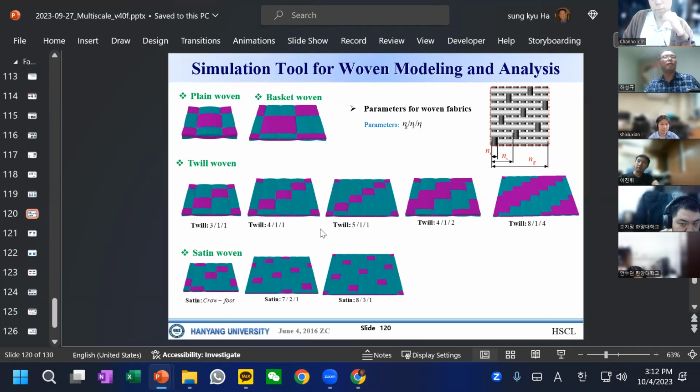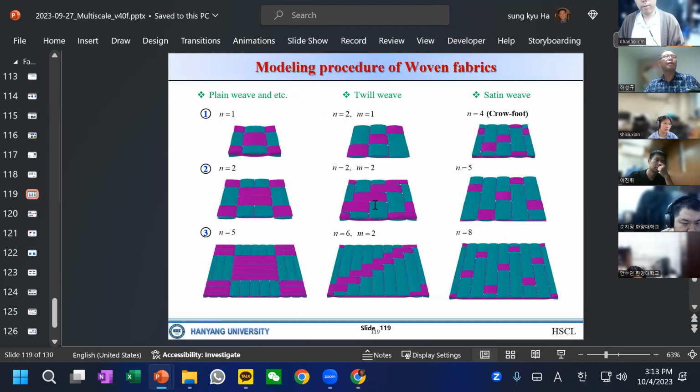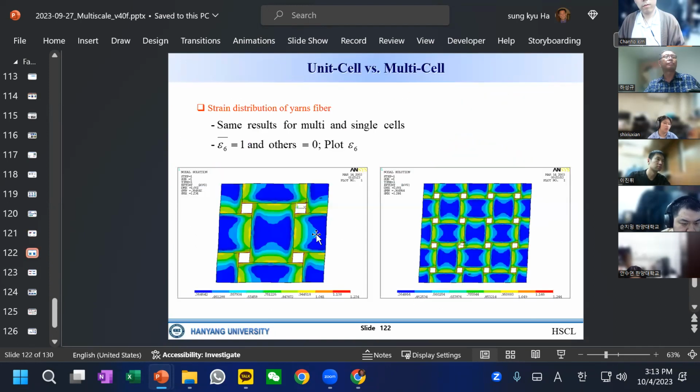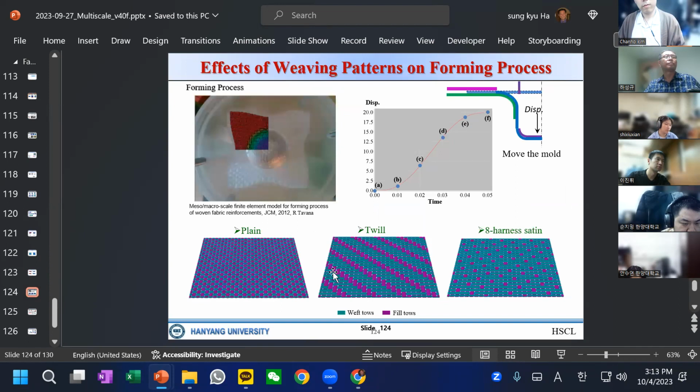And this is very typical in understanding winding patterns as well. In winding, depending on the pole number we choose, the final geometry will be like this. So it can be a twill or a plain weave or an 8-harness satin.